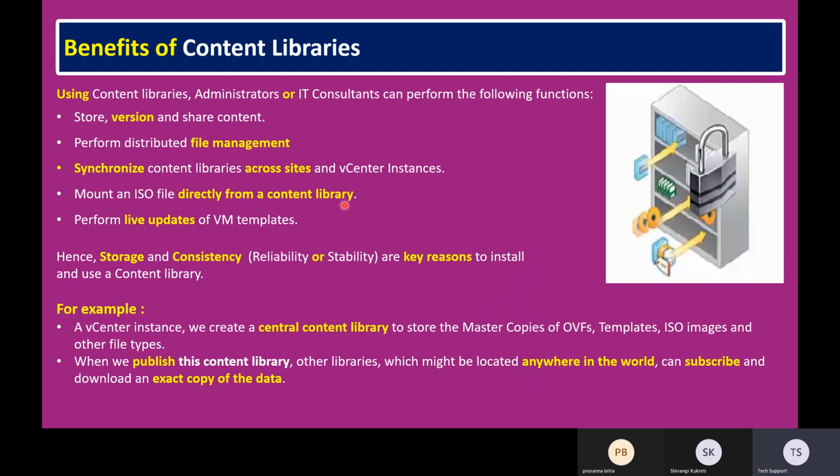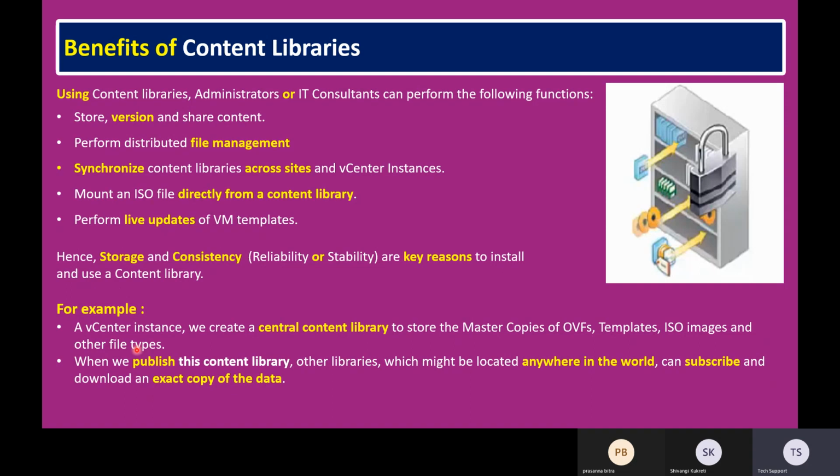Even if you want to mount an ISO file, we have multiple options. You can mount an ISO file from a datastore, from a local system or your jump server, or you can mount directly from a content library. And you can perform live updates of VM templates, so directly from a content library you can do virtual machine template live updates. Hence the key points for content library are storage and consistency. Consistency means stability or reliability, the key reasons to install and use a content library.